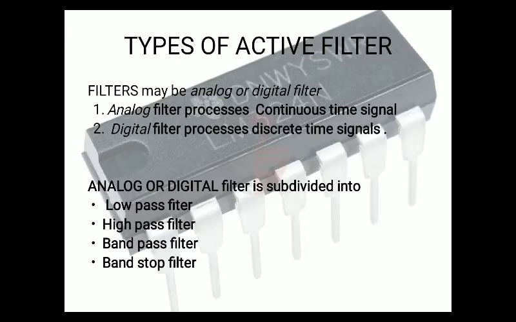Then types of active filter. Filters may be analog or digital filter. Analog filter processes continuous time signals. Digital filter processes discrete time signals. Analog or digital filter is subdivided into four types: low pass filter, high pass filter, band pass filter and band stop filter.